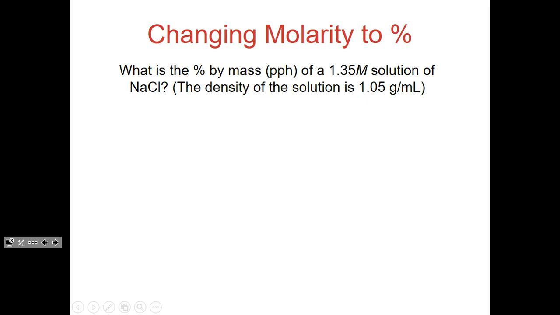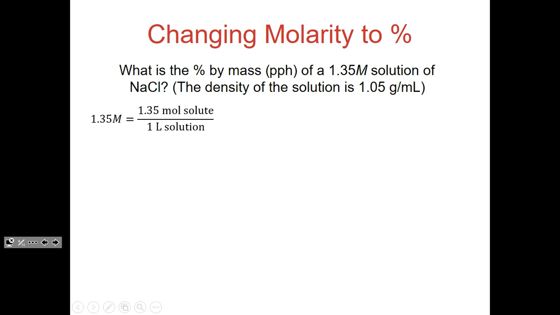So what is the percent by mass, which is ppH, of a 1.35 molar solution of NaCl? The density of the solution is 1.05 grams per milliliter. So notice they've given us, in this case, the density. That's kind of a dead giveaway. You're going to be doing this type of problem.